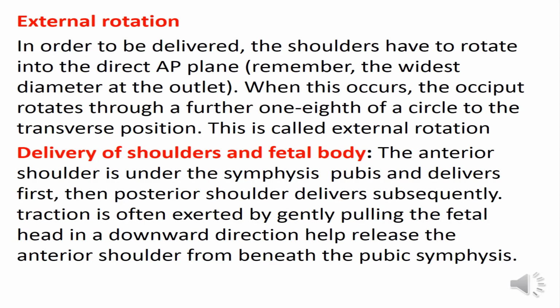Delivery of shoulders and fetal body. The anterior shoulder is under the symphysis pubis and delivers first. The posterior shoulder delivers subsequently. Traction is often exerted by gently pulling the fetal head in a downward direction, helping release the anterior shoulder from beneath the pubic symphysis.